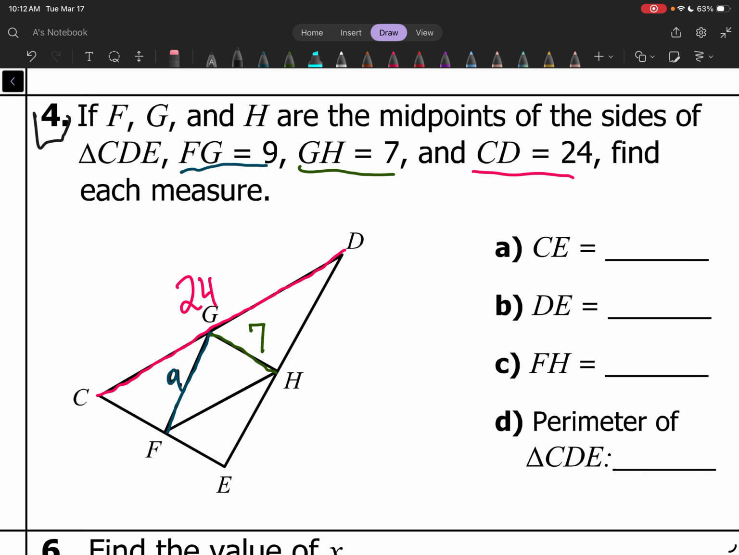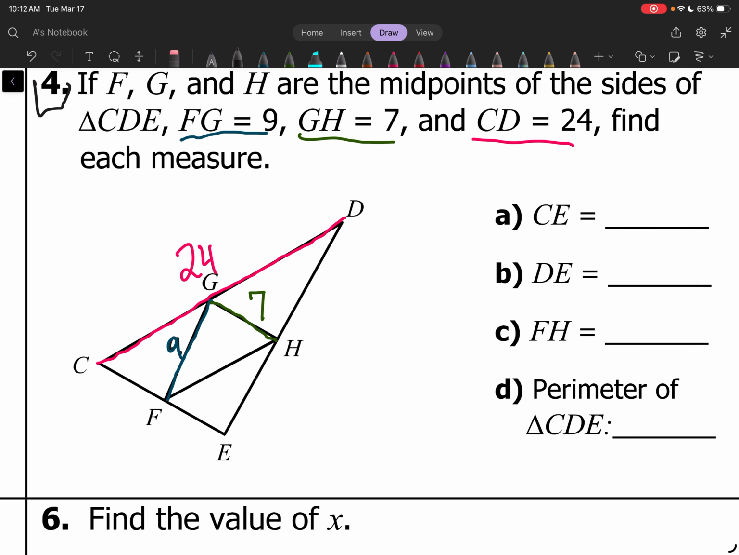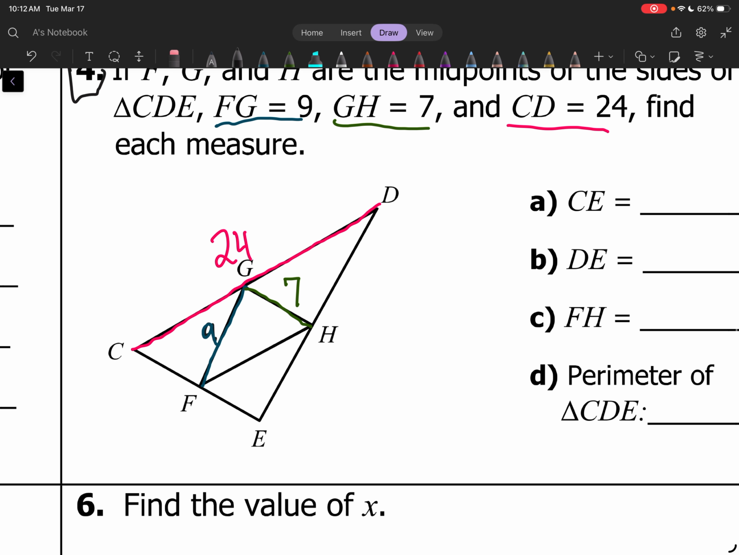All right. I'm given the midsegment's length GH, which is corresponding to CE. So to get CE, I'm going to do 2 times my GH value of 7 to give me 14. For FG, this one pairs with DE. So I'm starting at the small, I'm going to do 2 times my value, 9, is equal to 18.